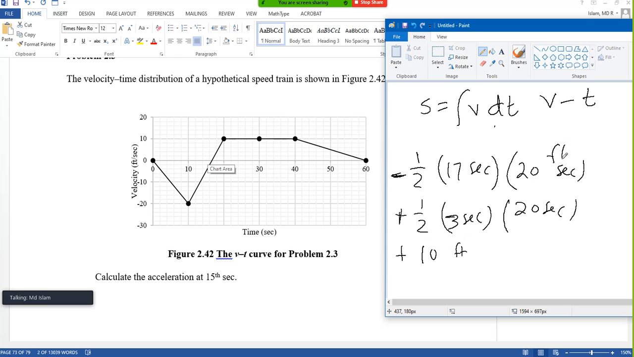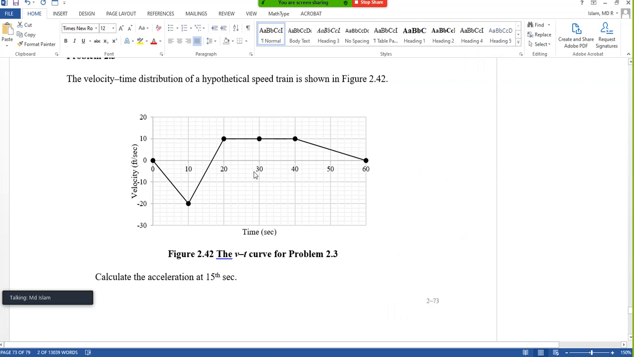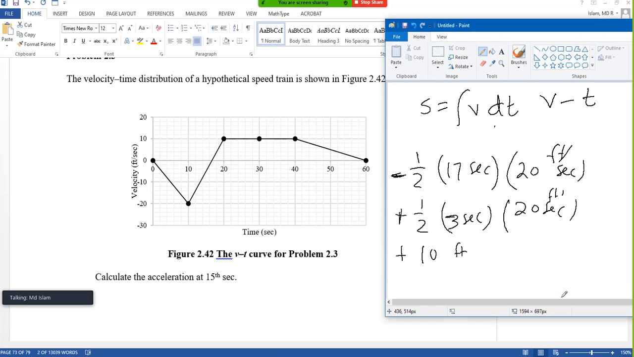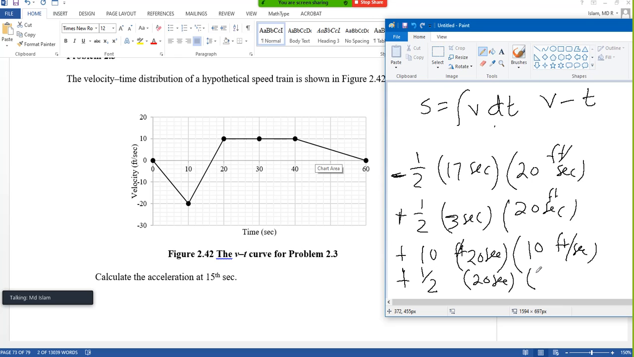Here the speed is in feet per second. At 20 seconds here, my speed is 10 feet per second. The last part, this one, is a triangle. Half times 40 to 60, that means 20 seconds, and my speed is 10 feet per second. Now hopefully you understood what I did or what I will do.